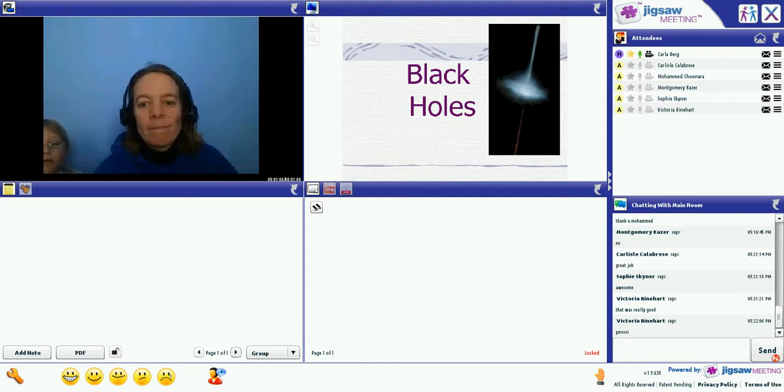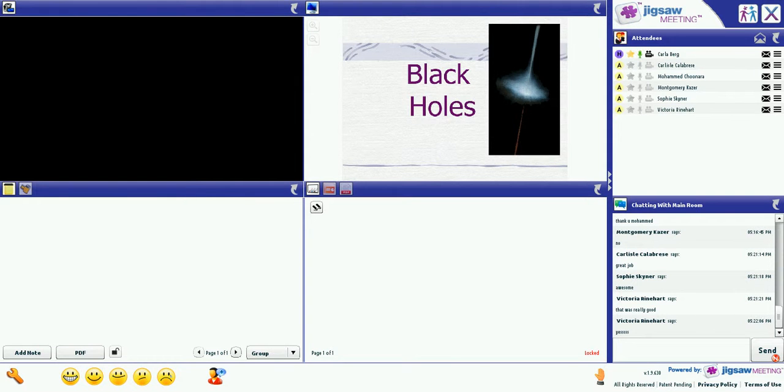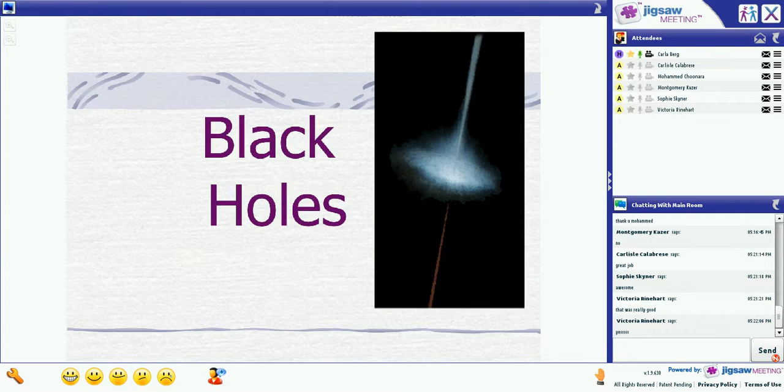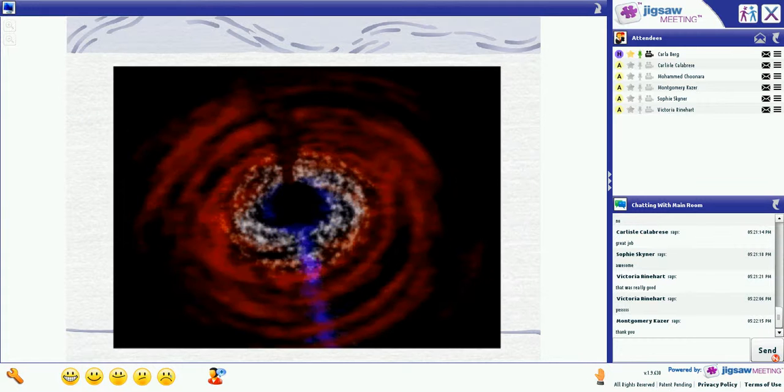Something we really didn't get a chance to talk about in our class. If you look up on your PowerPoint screen right now, you should see a picture of a black hole. Oh, here's a second picture. Here is a picture from a telescope of a black hole. Now the black hole is actually the center part here that is black.